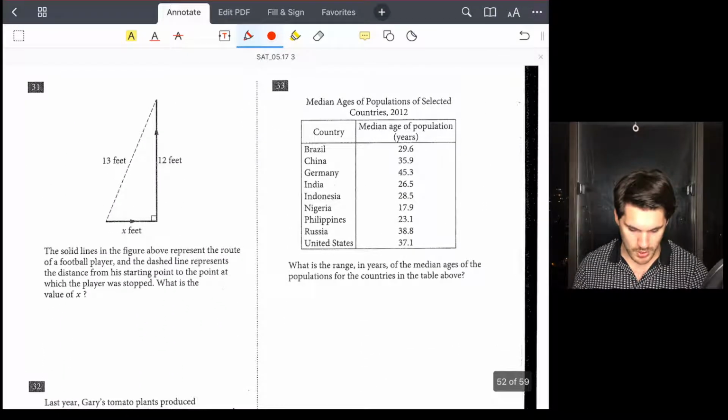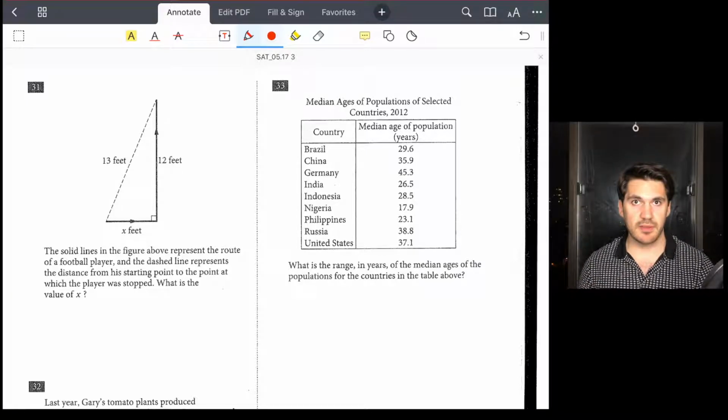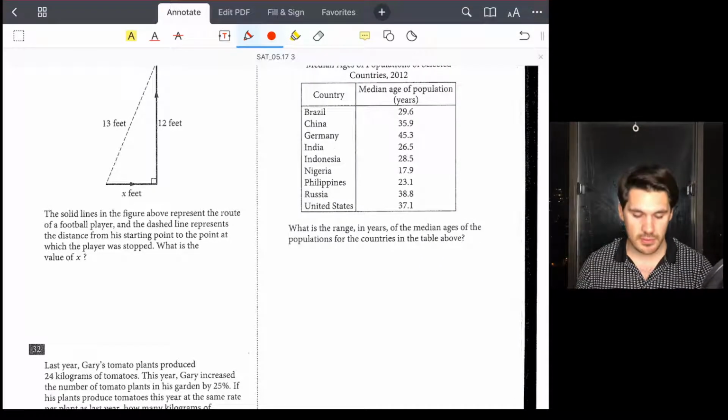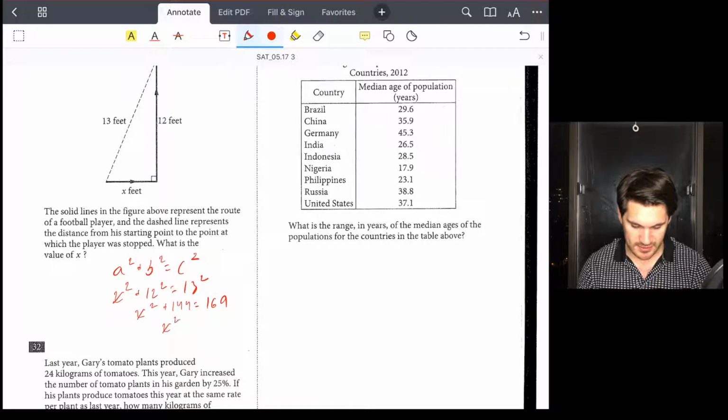Number 31. We have this triangle. We want to know the value of x. What is the value of x? From memory, if you remember, this is a Pythagorean triple, right? 5, 12, 13. We know that x is going to be 5. Otherwise, use Pythagorean theorem. A squared plus b squared equals c squared. So x squared plus 12 squared equals 13 squared. X squared plus 144 equals 169. X squared equals 25. X equals 5.